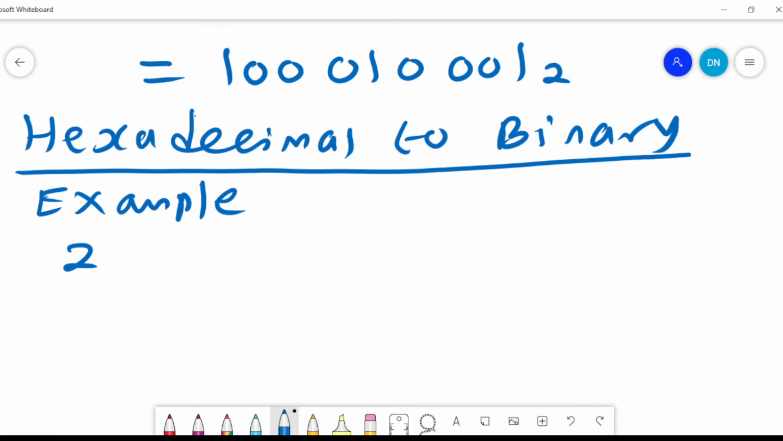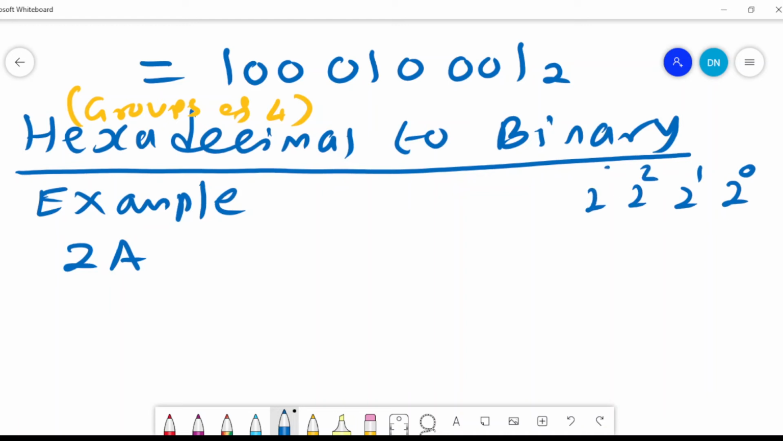We can also do A. Remember, hexadecimal should be groups of 4. And if we keep that in mind, then it becomes easier. So what represents 2? 2 to power 0, 2 to power 1, 2 to power 2, 2 to power 3: 1, 2, 4, 8. Which numbers here will give me a 2? It's a 0, 0, 1, and 0. It's only this number that is active here, and that will give me a 2.